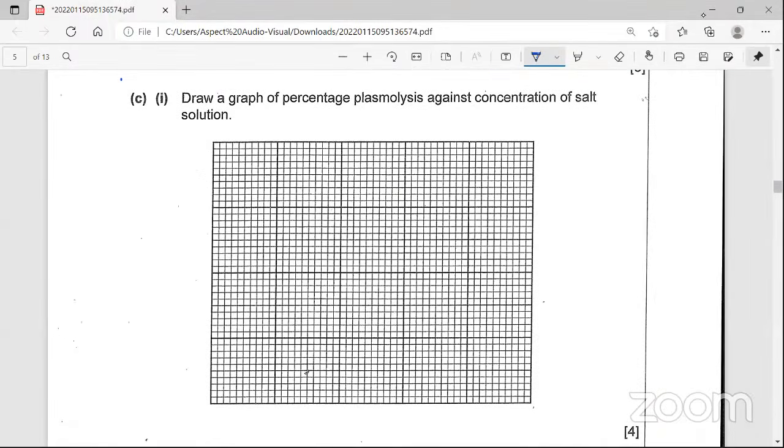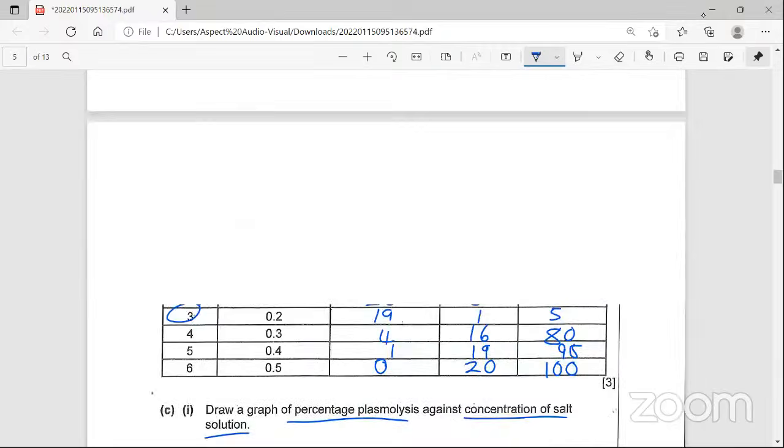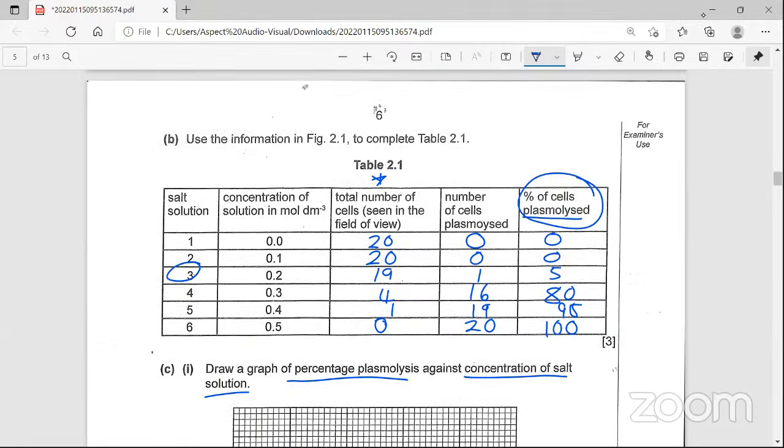Right. Now they want us to draw a graph of percentage of plasmolysis against concentration of salt solution. Right? So which one is my dependent? Which one is my independent? Concentration is where? So the first part, the total number of cells, but they're asking for the total number of cells seen in the field of view.